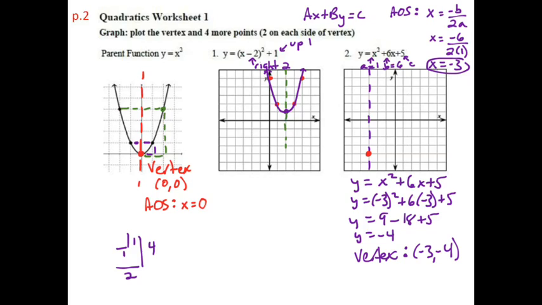And remember, we said our a value is 1. We don't have any type of vertical stretch yet. So that means that we can follow the same pattern as before and say from the vertex we're going to go to the right 1, up 1, and then to the right 2, up 4. And then we get to reflect that over the axis of symmetry and connect our points with the curve.